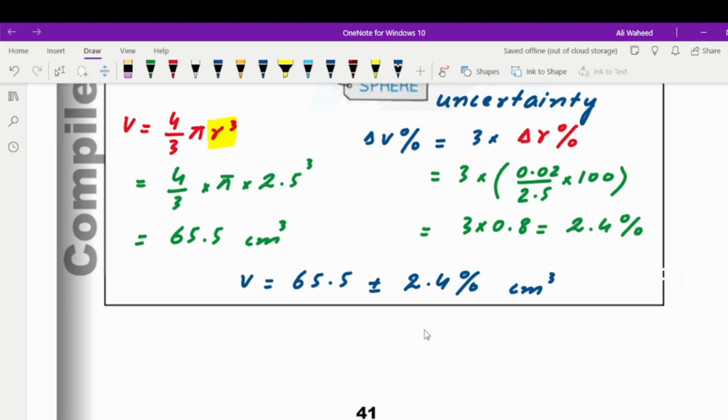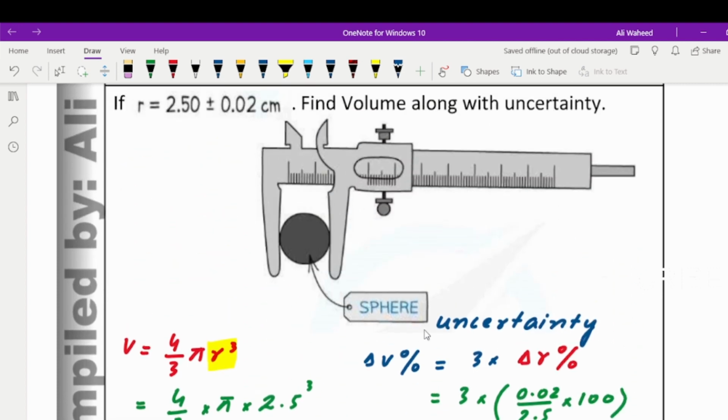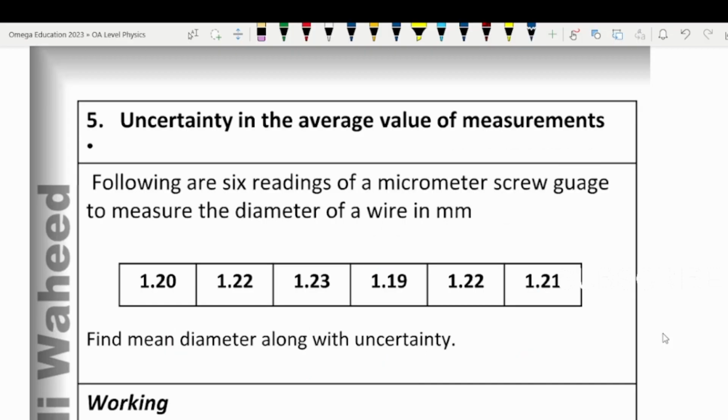So generally, like I said, they combine case number 3 and case number 4, because they can give you a formula where you have to apply rule number 4 as well as rule number 3. So here we have another case: uncertainty in the average value of measurement.